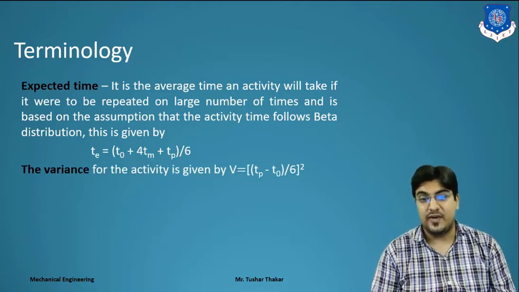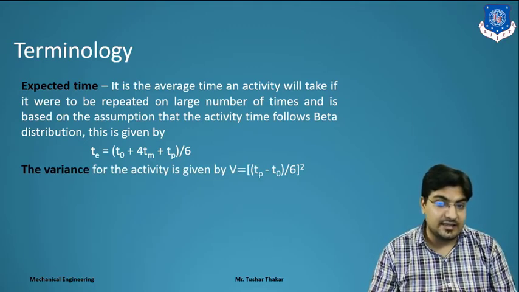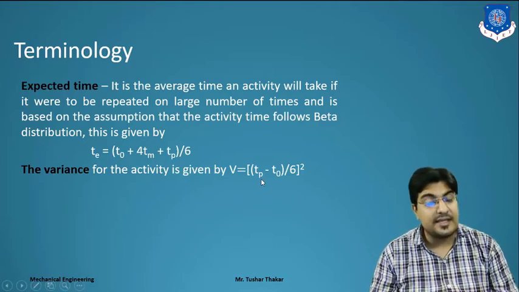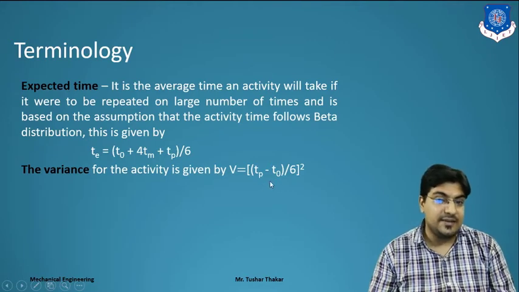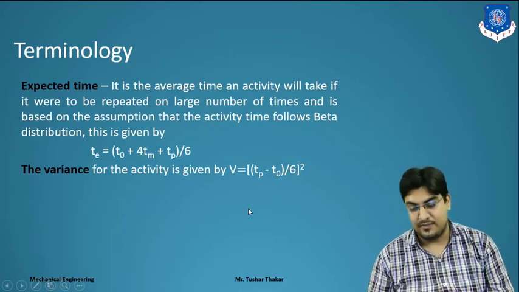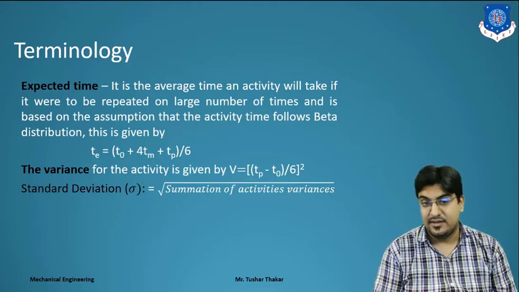Next, the variance. What is the variance? It is the variance of the activities, which we can get from TP, the pessimistic time, and TO, the optimistic time. So TP minus TO divided by 6, all raised to the square, gives us the variance. Clear? Now we find the standard deviation, sigma.